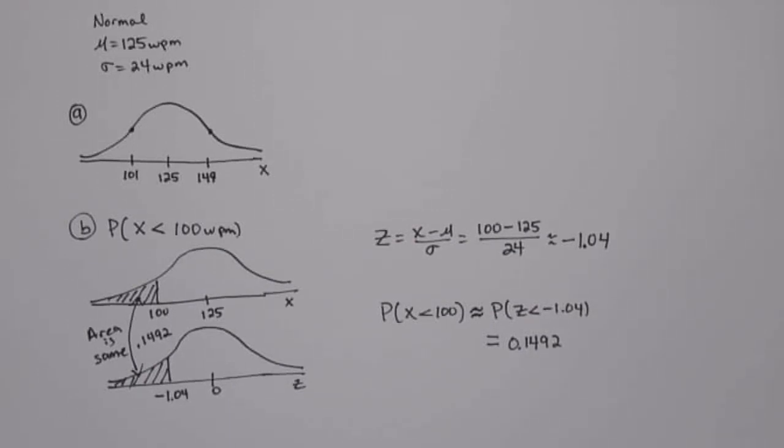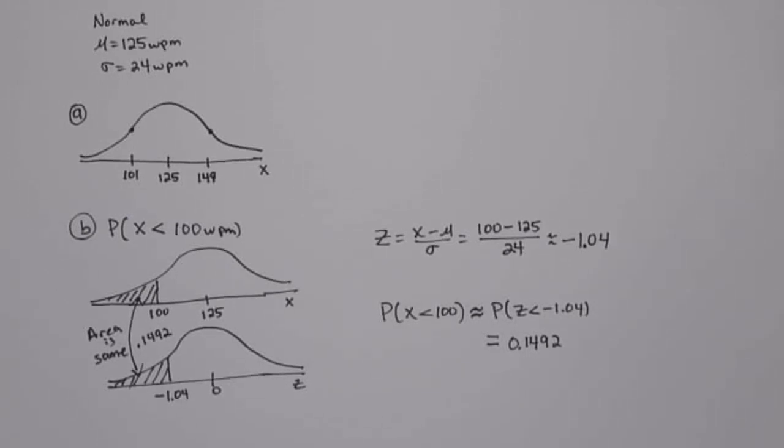So we were asked to find and interpret the probability that a randomly selected 6th grade student reads less than 100 words per minute. So if we were to randomly select a 6th grade student, there is a 0.1492 probability that that student will read less than 100 words per minute. Or another way of thinking about that is about 14.92% of 6th graders read less than 100 words per minute. So there's our two interpretations that we generally use, the probability and the proportion of the population.